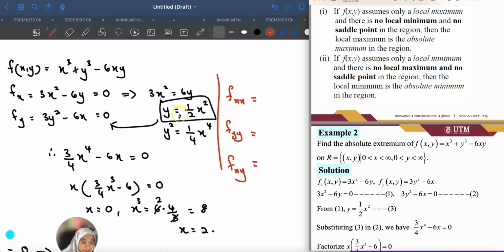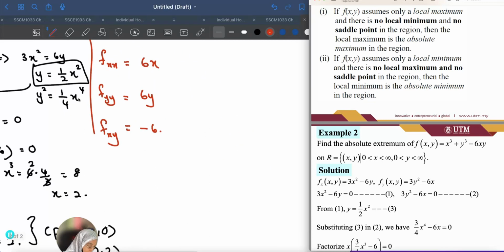Okay, fxx you have to use from here. Differentiate that again with respect to x, so you get 6x minus 0. For fyy, you have to use this one. Differentiate this again with respect to y, so you have 6y. And fxy, let's say I'm using fx and differentiate with respect to y, so you have minus 6.